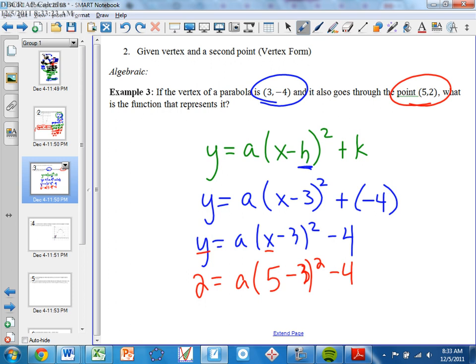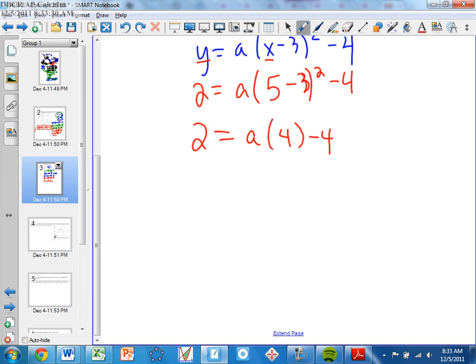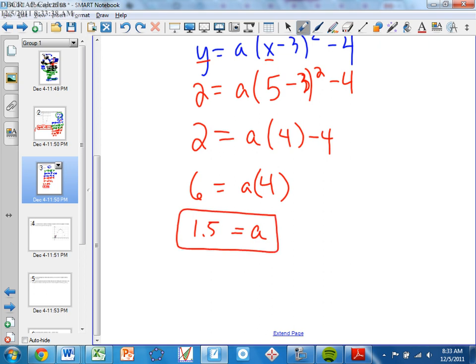Finally, what should I do? Good. Solve. How did I get 6? What did I do? How did I get 4? What did I do? 5 minus 3 is 2. 2 squared is 4. That's this 4 here. Next, how did I get 6 in the next line? I added 4, because I have to get rid of this 4 before I can divide by that 4. So I add 4 to both sides, and then I can divide by 4 on both sides.